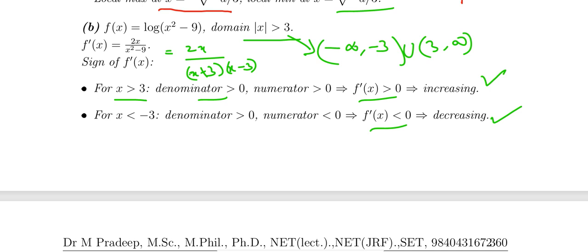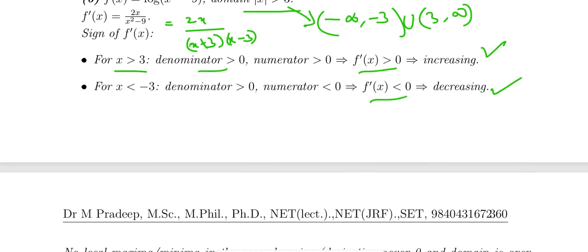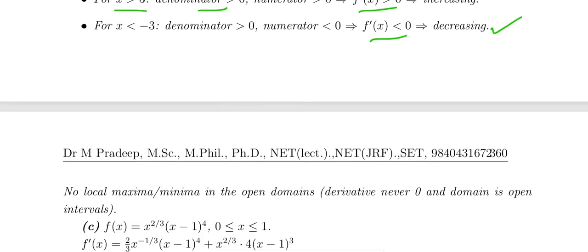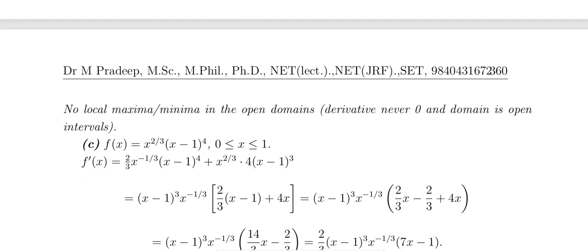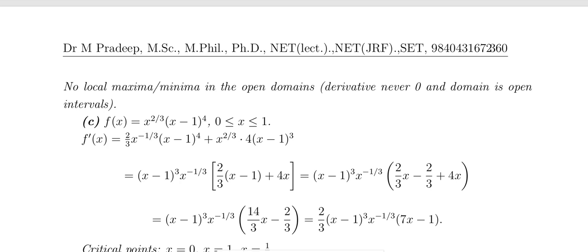So for x greater than 3 it is increasing, and for x less than minus 3 it is decreasing. So there are no local maxima or minima in the open domain, because the break in the middle, that is minus 3 and plus 3, is not in the domain.